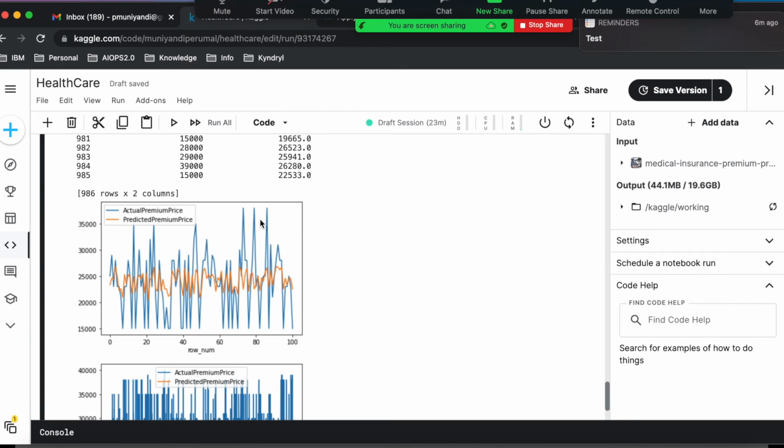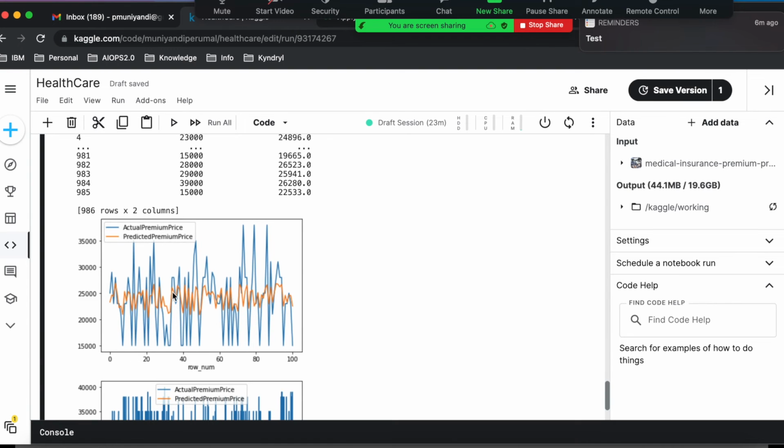Now I'm creating the line chart. This blue line is the actual premium price paid by the customer, for the first 100 customers. I'm just drawing the diagram for the first 100 customers. If you notice, wherever the blue line is exactly on top of the saffron color line, these people paid exactly the same premium they were supposed to pay. But there are people who paid a higher premium as well as a lower premium.